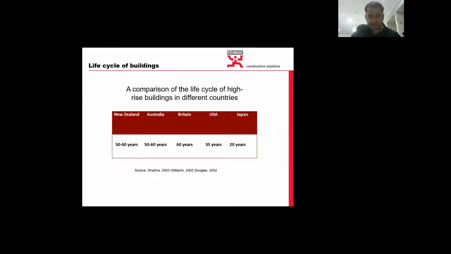So buildings have a design life. This is a 2003 research paper that says 50 to 60 years in New Zealand, Australia, 50 to 60 years. It's been quite old. Maybe things have changed now. In Japan, 20 years, really? USA, 35 years. This is one of the papers. This is not me, Hamid Khan, saying, but this is a source from Shaba 2003, Williams 2002, and Douglas 2002 papers.